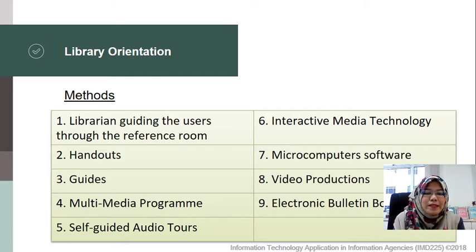Normally, the librarian guides the user throughout the reference room. They provide handouts, guides, multimedia programs, self-guided audio tours, interactive media technology, microcomputer software, video production, and also electronic bulletin boards. All these methods will help the librarian to deliver the information to the user.